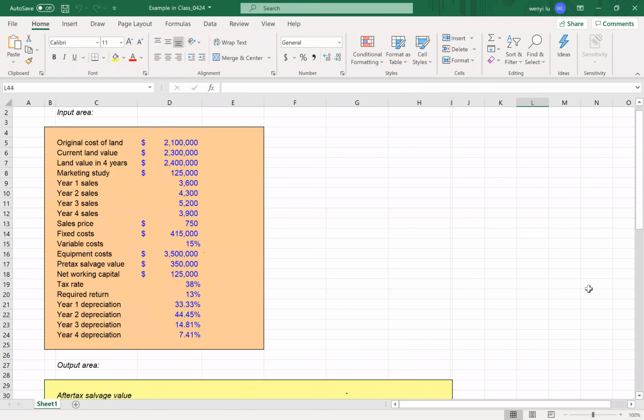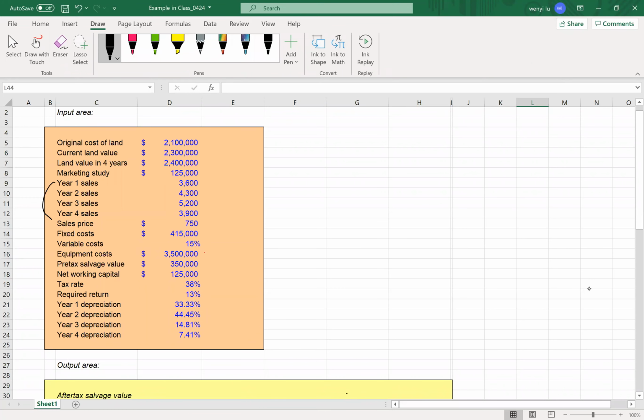So you can see the input, right? Input including what? Including sales, and also including the sales price. So this is the sales quantities, and this is the sales price. The quantity times the price equals what? Equals the revenues. Revenue equals the quantity times the price per unit.